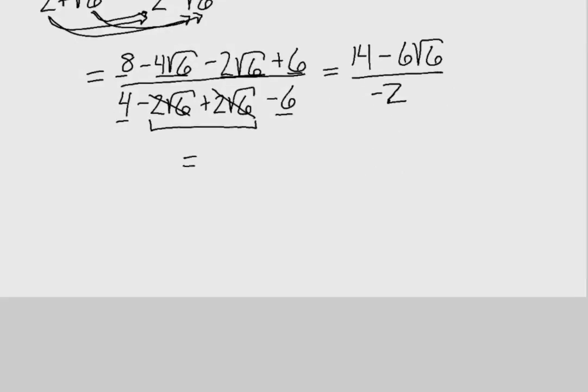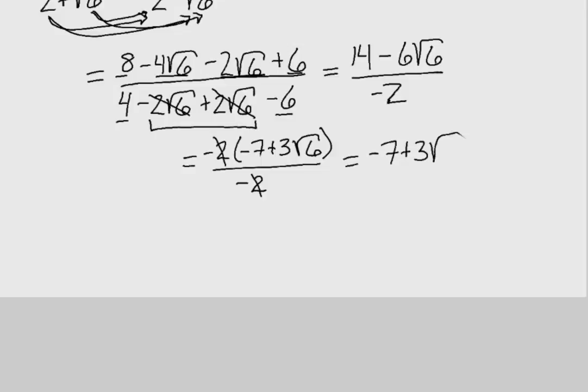We can factor a negative 2 in the numerator to leave behind negative 7 plus 3 on the square root of 6. And in the denominator, negative 2. So the negative 2's cancel, and I will end up with negative 7 plus 3 on the square root of 6 as my final answer.